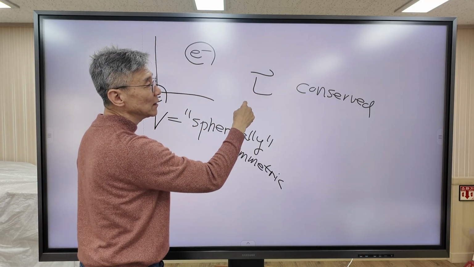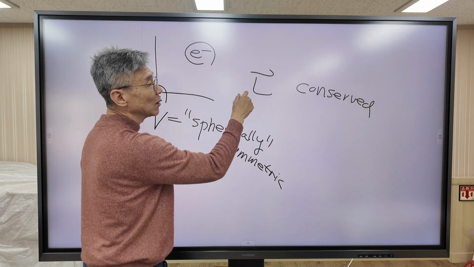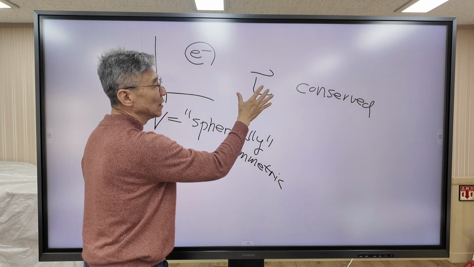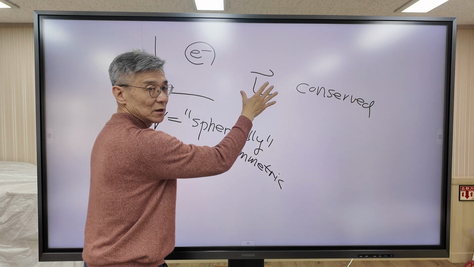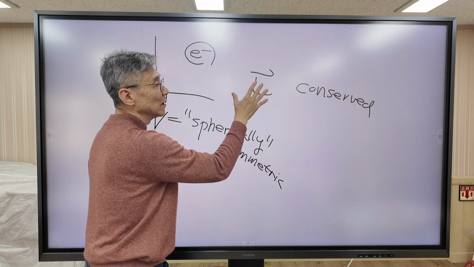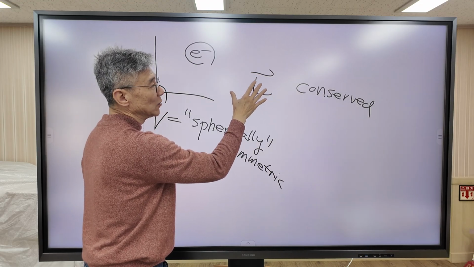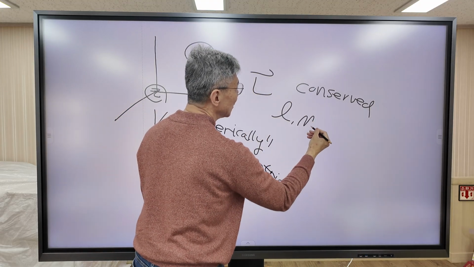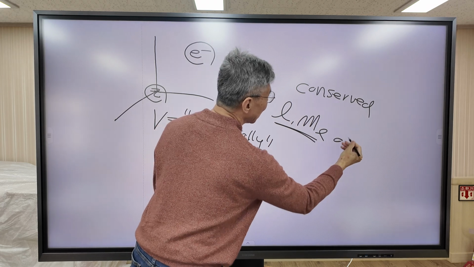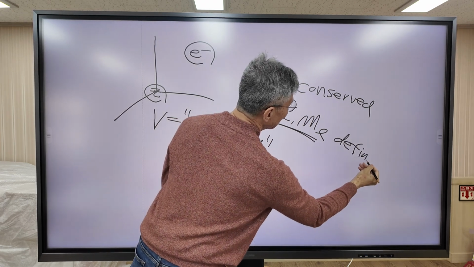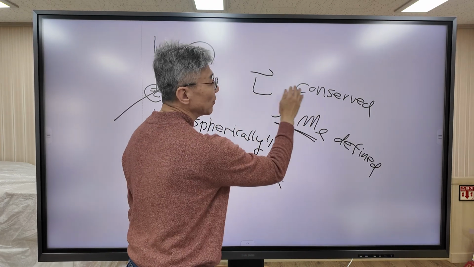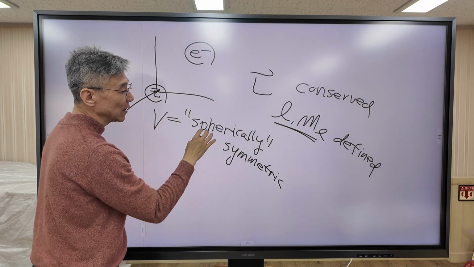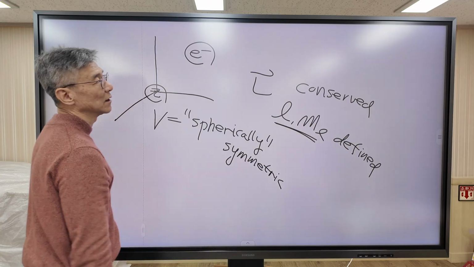So we can define angular momentum. The angular momentum is a vector. So the magnitude of angular momentum and the direction of angular momentum are conserved. It does not change. So we can define the magnitude and direction of angular momentum, and we can define the angular momentum quantum number. This can be defined because angular momentum is conserved. Why is angular momentum conserved? Because potential energy is spherically symmetric.